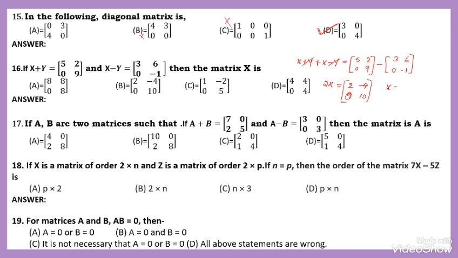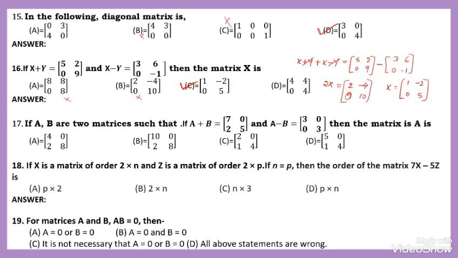We want the x matrix, so I will divide by 2. The 2 gets cancelled. This becomes 1, here minus 2, 0 and 5. The x matrix will be 1, minus 2, 0, 5. While checking the options, the others are not possible. Option C, 1, minus 2, 0, 5, will be the right answer for this matrix X.